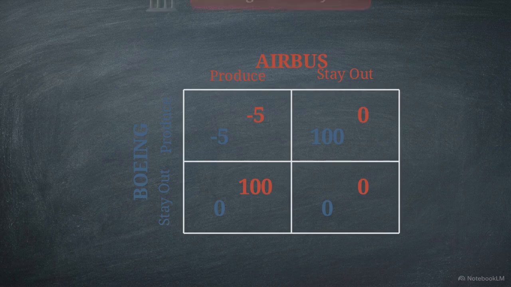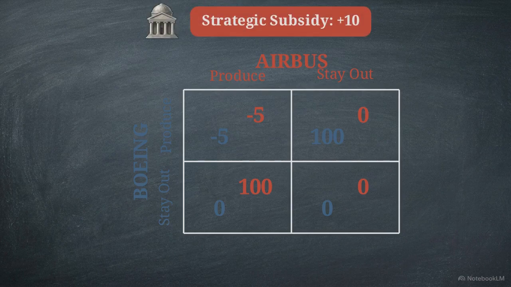The government guarantees a subsidy of 10 to Airbus if they choose to produce. You can see the numbers in the Airbus column adjusting to reflect this guaranteed payment. This subsidy changes the math. Even if Boeing stays in the market, Airbus no longer loses 5. The government payment ensures they make a profit of 5.